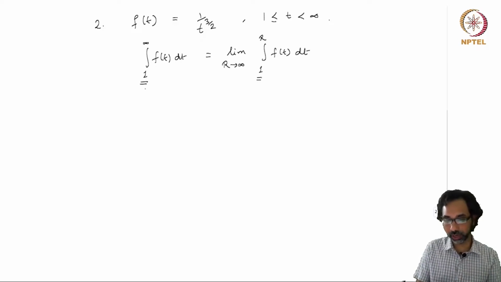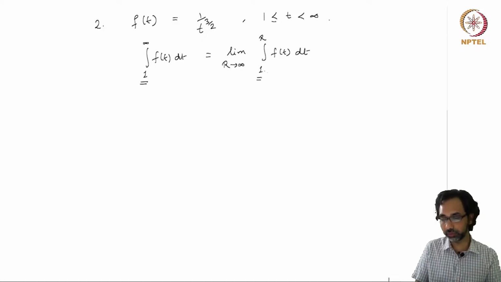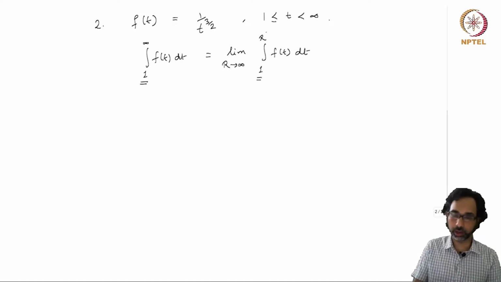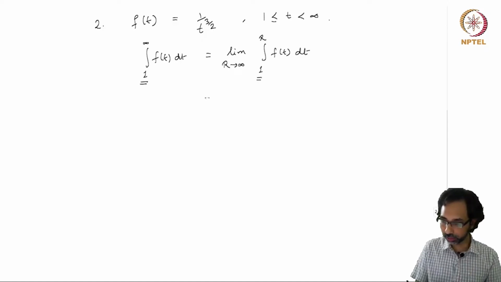So in fact, one can have any finite real number as the lower limit, and if the upper limit is positive infinity, then we always take this definition as the limit as r goes to infinity of the integral from the lower limit to r. So the lower limit could be 1, it could be 0, it could be any other finite real number. In this case the lower limit is 1. Now let us see if this integral exists.